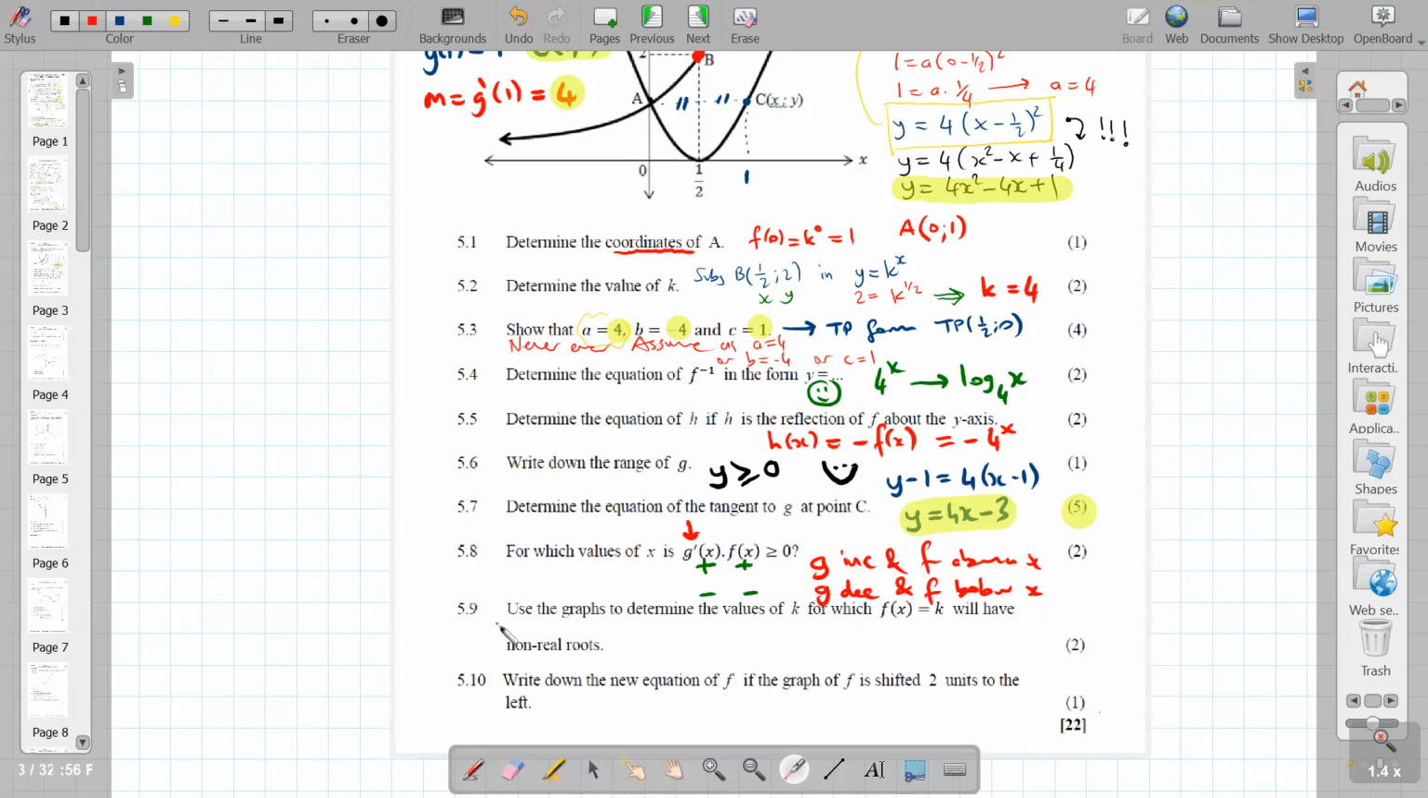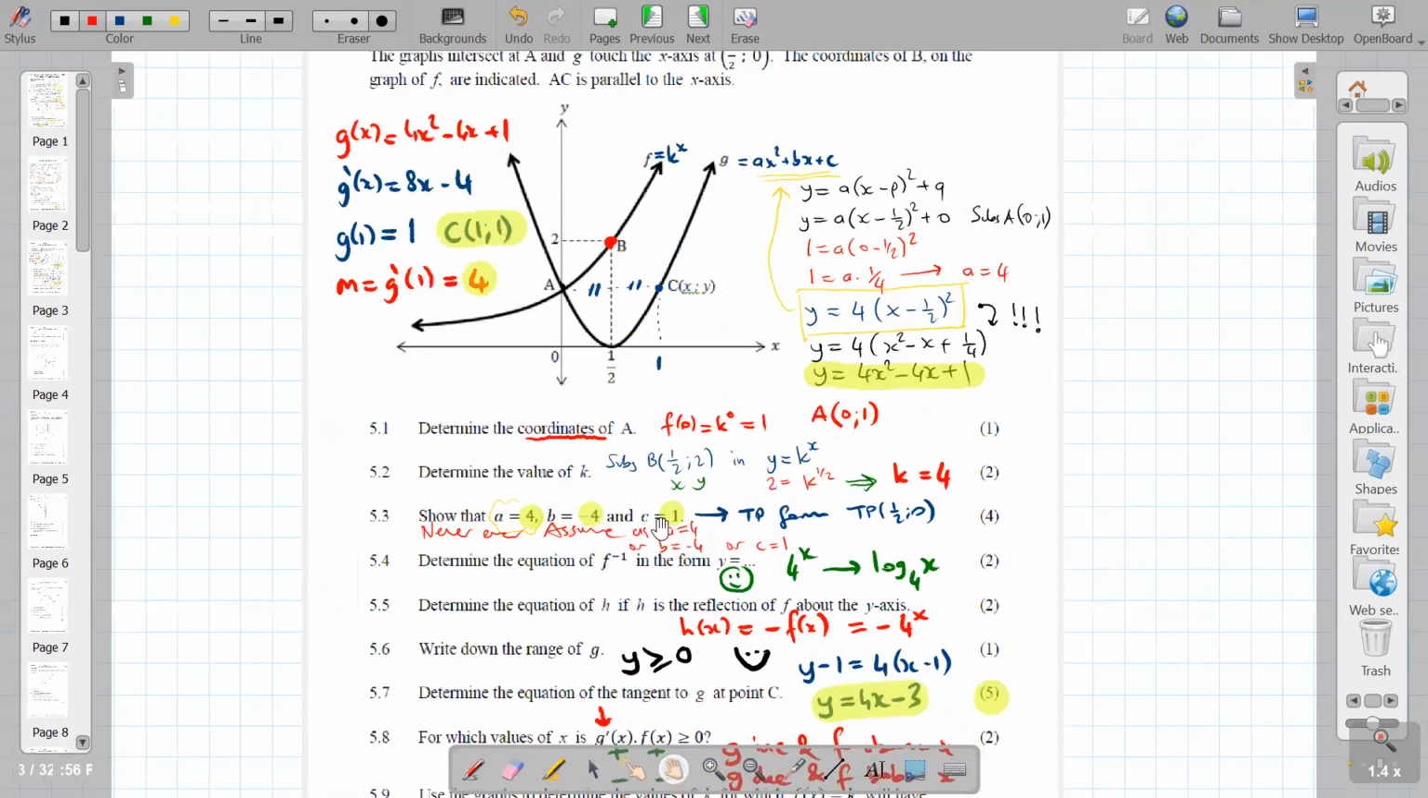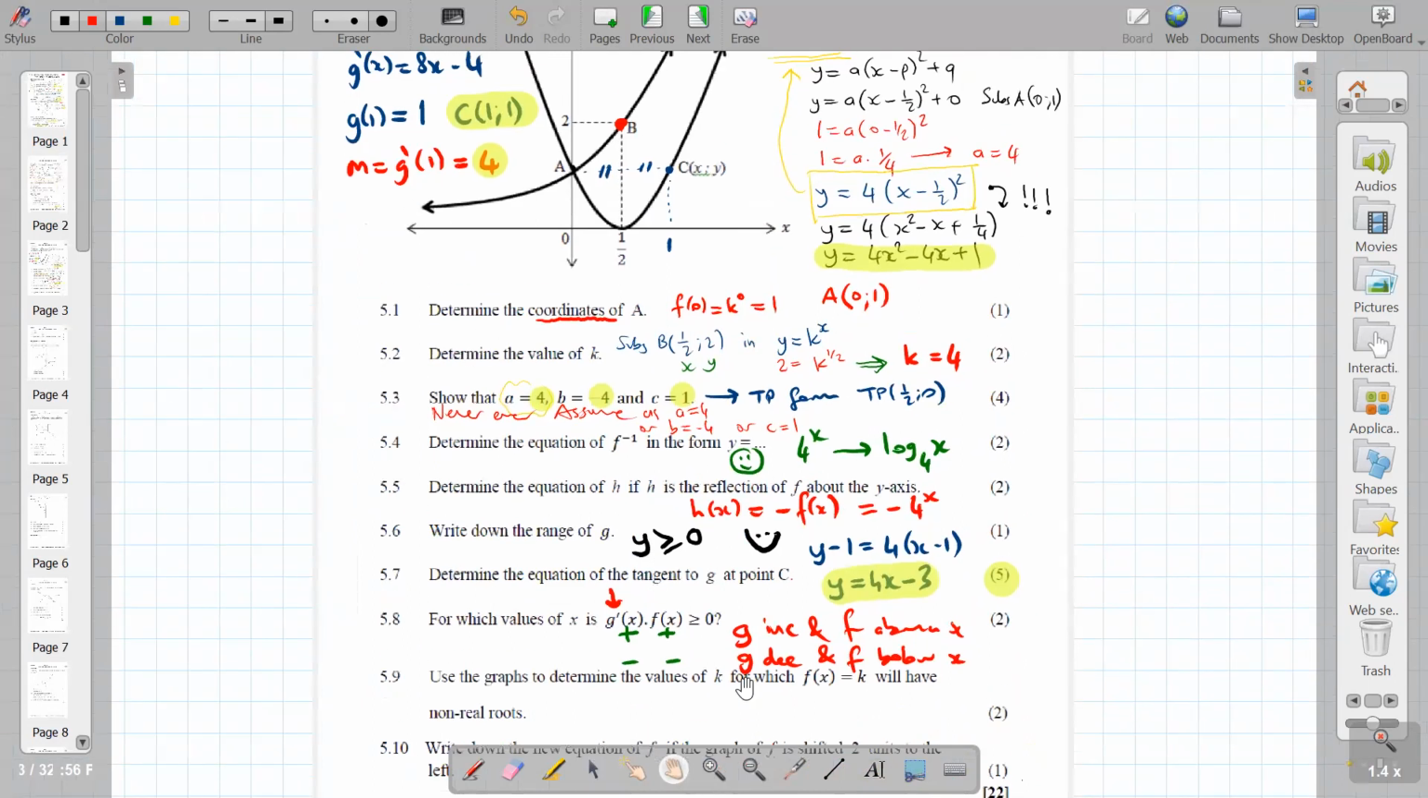So let's complete this part, the last 3, in our next session. It was a nice long question. There are a lot of things we can learn from this question. So we will be completing the last 3 in our next period.